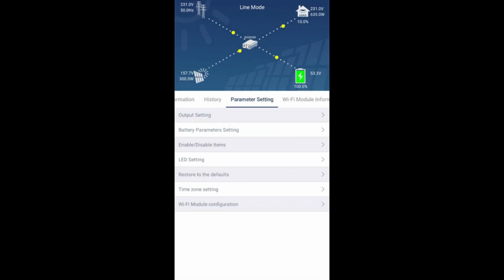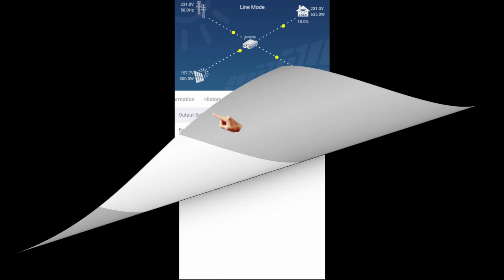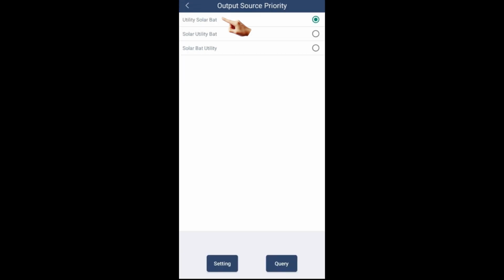The next page after history is the parameter setting page. This is an important setup page which should not be used if you do not fully understand it. The first setting is the output source priority. You have number 1, utility solar battery, where utility will provide power to the loads as first priority. Solar and battery provide to the loads only when utility power is not available.